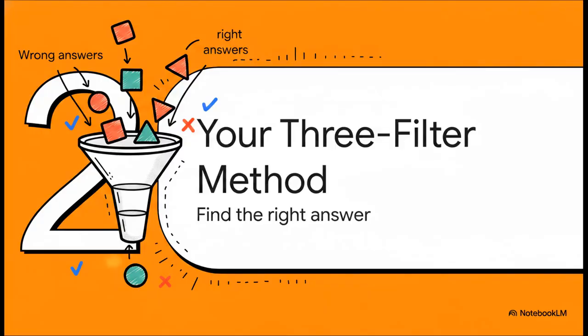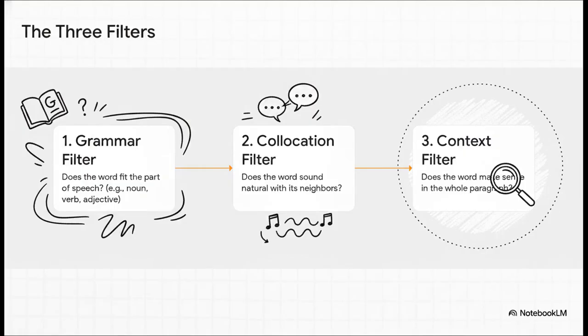Now, let's get into the good stuff, the core of our strategy. I like to call this the 3-filter method. I want you to think of it like a tool that helps you sift through the options, get rid of the wrong answers, and lock in on the right one. It's super easy to remember, and believe me, it is incredibly effective. So here they are, our 3 filters.